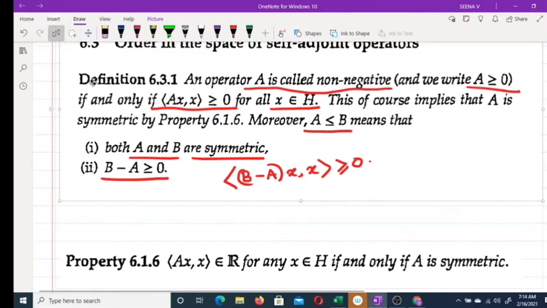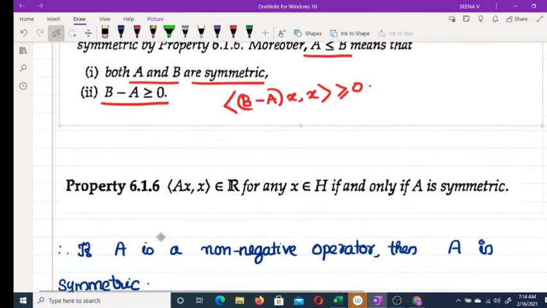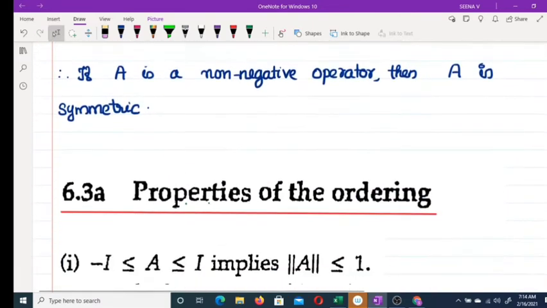So this is the order relation. Here A greater than or equal to 0 means inner product (Ax, x) greater than or equal to 0. A less than or equal to B means both A and B are symmetric and B minus A greater than or equal to 0. Okay.